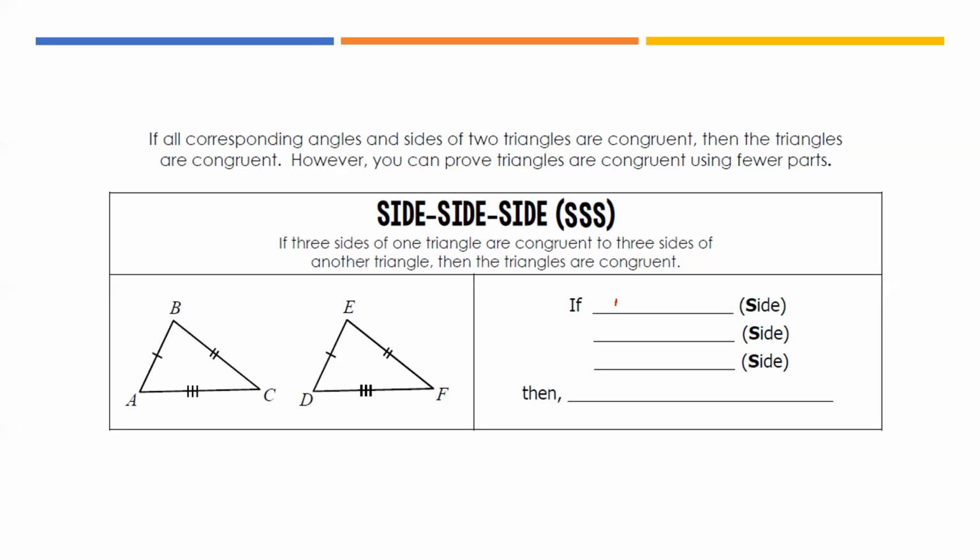So if AB is congruent to DE, and if BC is congruent to EF, and if AC is congruent to DF. So as long as you have all 3 sets of sides congruent, then you're allowed to say that those triangles are congruent. Triangle ABC is congruent to triangle DEF by the side-side-side congruency theorem. Remember, order of letters does matter, so make sure you write the names of those triangles correctly.